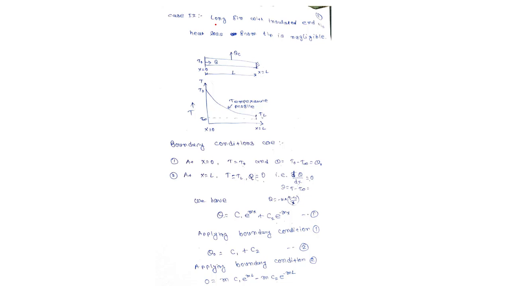Case 2 is a long fin with an insulated end tip. So the end tip is covered by insulation, and the length is long. We are considering x at the base, x is equal to 0, up to x is equal to L, and since we are providing insulation, the heat transfer at the end is 0. So we are considering heat loss from the tip as negligible.